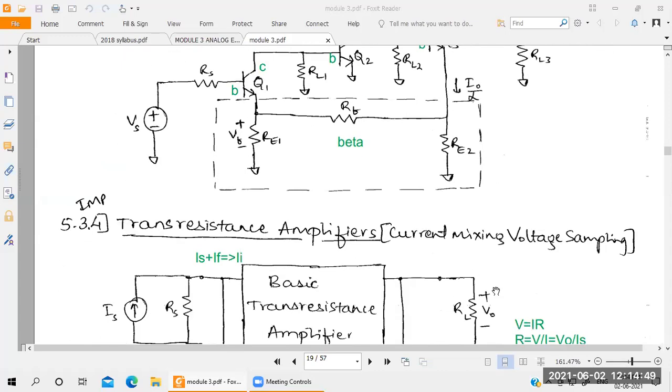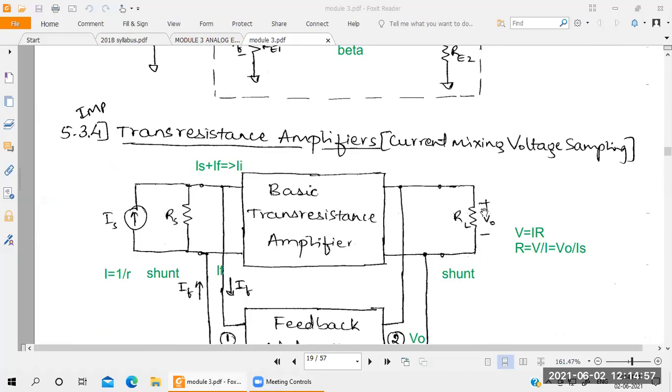Next, take the last one here, the trans resistance amplifier. Here the output is voltage, input is current. So this output voltage is controlled by the source current. V naught is controlled by the IS.